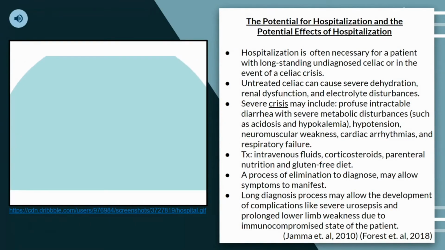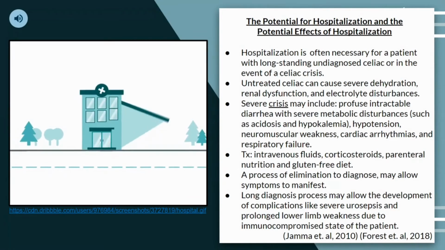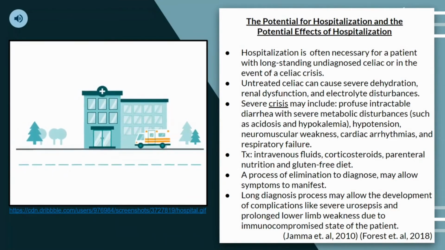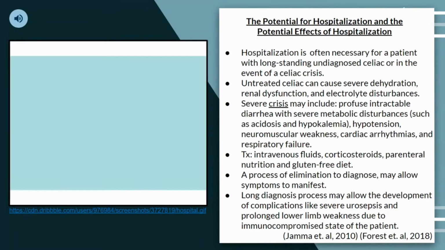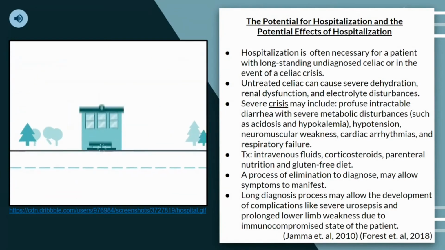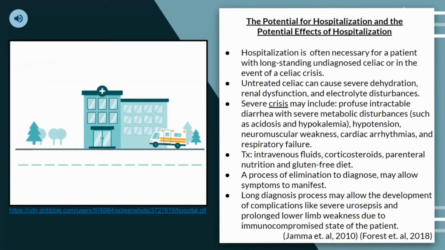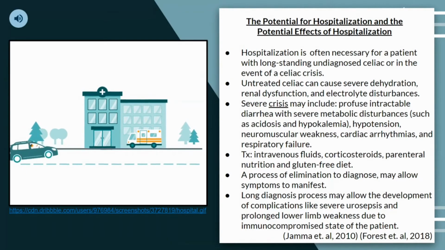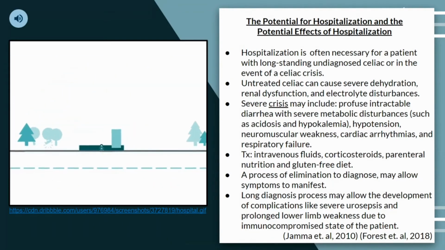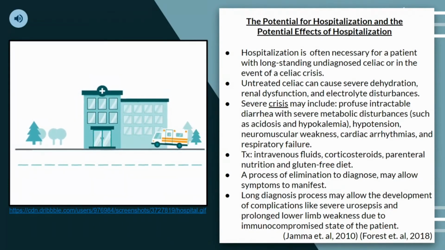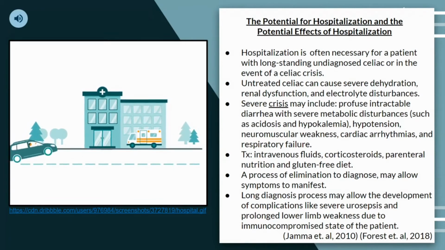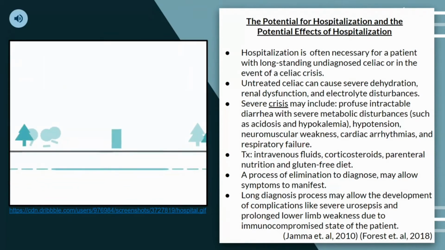Additionally, patients with untreated celiac are often found to have deficient levels of iron, calcium, fiber, zinc, magnesium, folate, niacin, riboflavin, vitamin B12, and vitamin D. Lacking these vitamins can result in bone, muscle, and nerve disease that will require medical intervention. Another instance that would require hospitalization would be an acute celiac crisis.